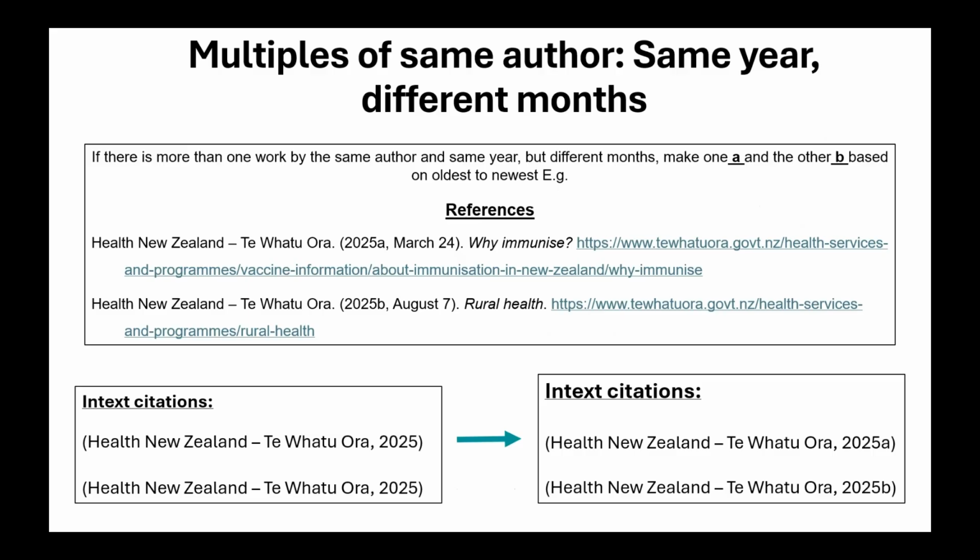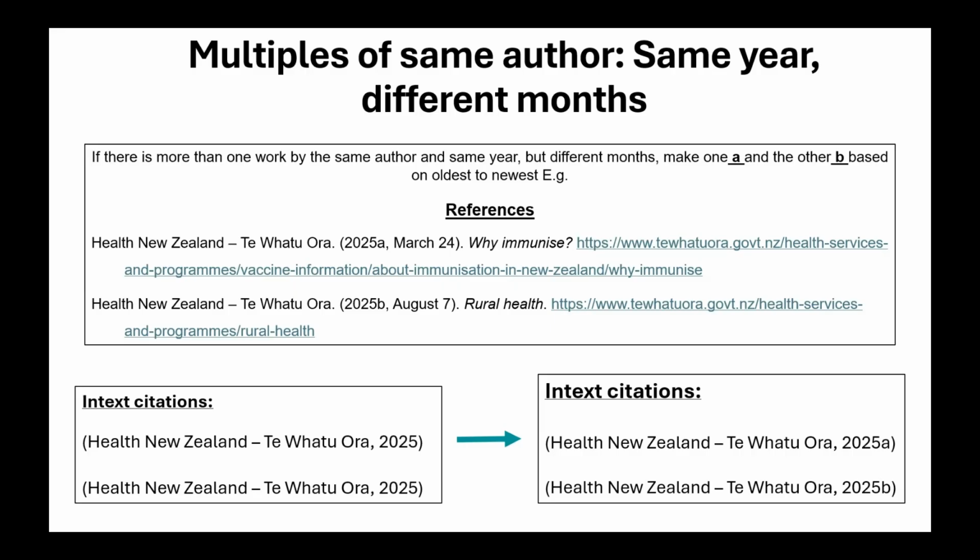However, in this example, we have 2 pages from Health New Zealand Te Whatu Ora. One is titled Why Immunise, the other is Rural Health. As you can see on screen, both of them are from 2025. However, one was in March and the other came in August. If we were to do an in-text citation, the in-text for both of these references would be the exact same. Health New Zealand Te Whatu Ora 2025. This can cause our marker confusion.